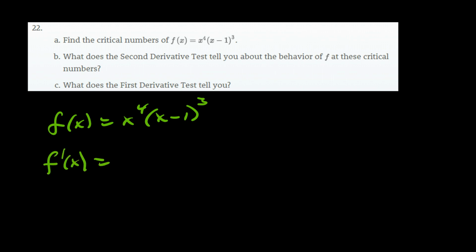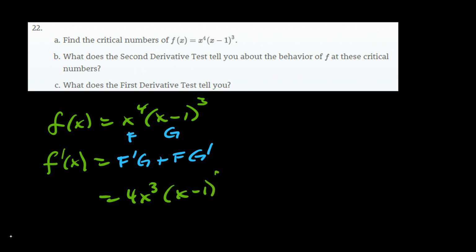So when we take the derivative, notice this is a product of two functions. So this will be capital F, and then this will be capital G. And so the derivative will be f prime g plus f g prime. So when I take the derivative, it will be 4x cubed times (x minus 1) cubed plus x to the fourth times 3 times (x minus 1) squared.